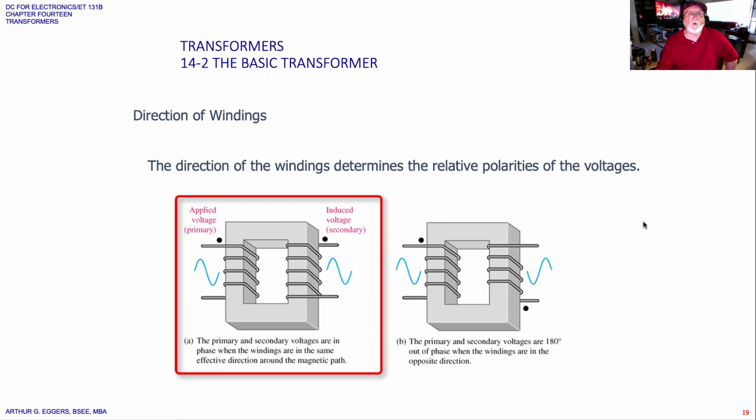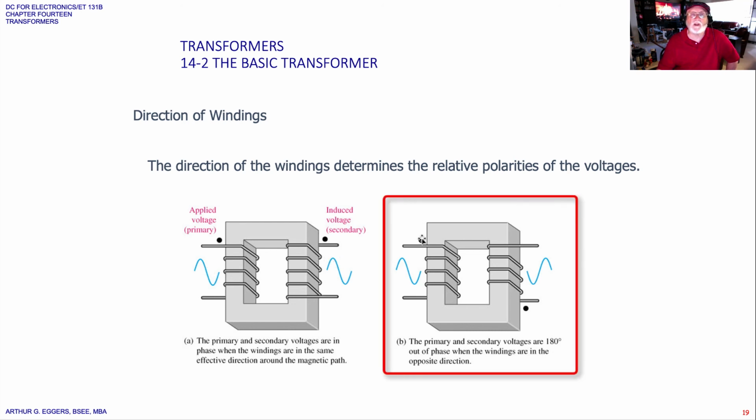The direction of the windings will have an effect on the output signal, primarily the phase relationship. The direction of the windings determines the relative polarities of the voltages. So in this case, you can see these dots identify the polarity relationship and will give you the phasing also. The applied voltage for the primary, dot here. The induced voltage of the secondary, dot here. Notice that our phase and polarity match on the input and the output.